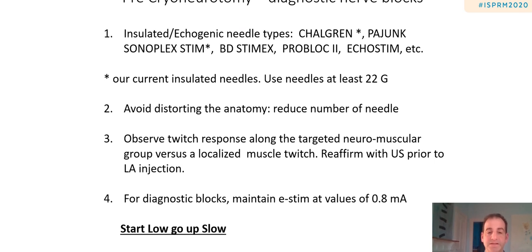The following slides simply go through some of the techniques that we use and our literature review. You can read at your leisure.